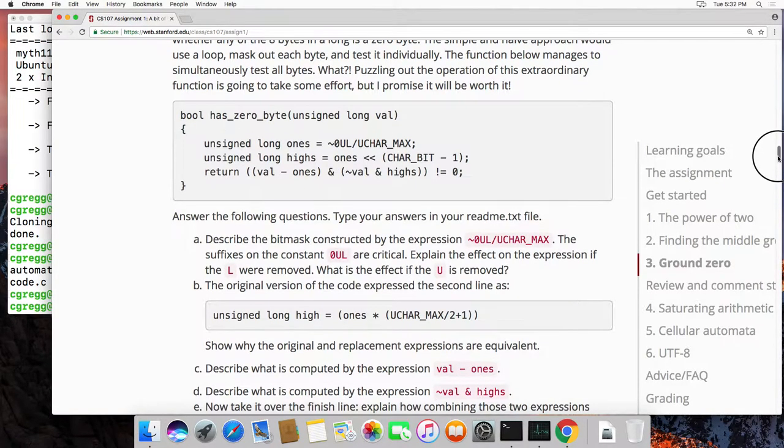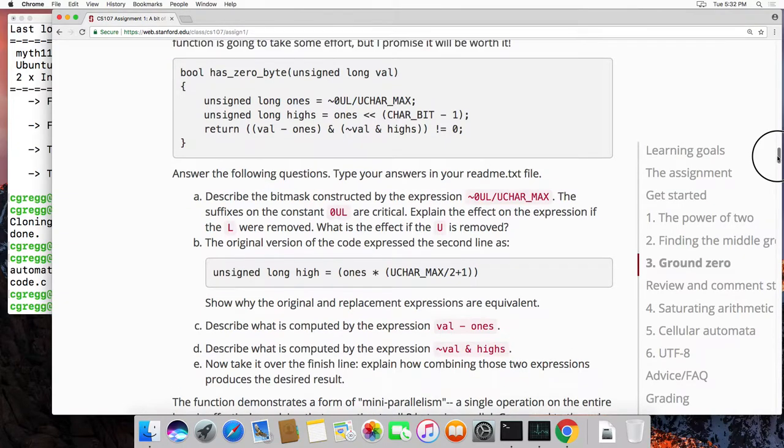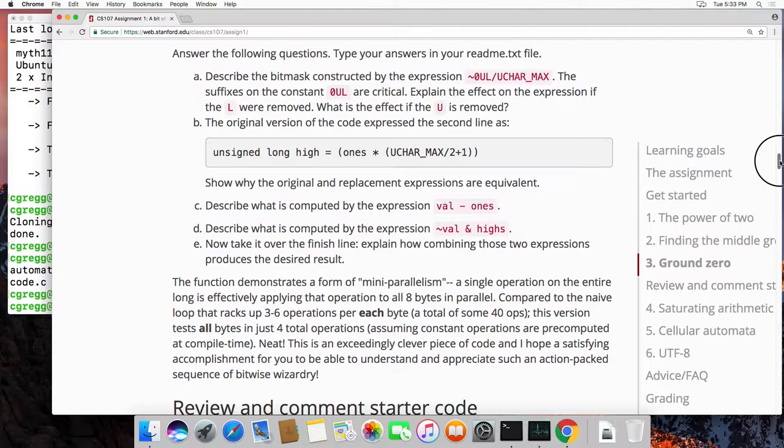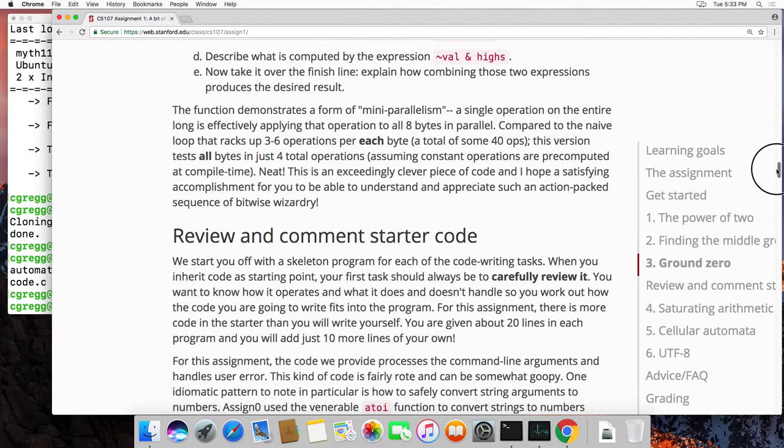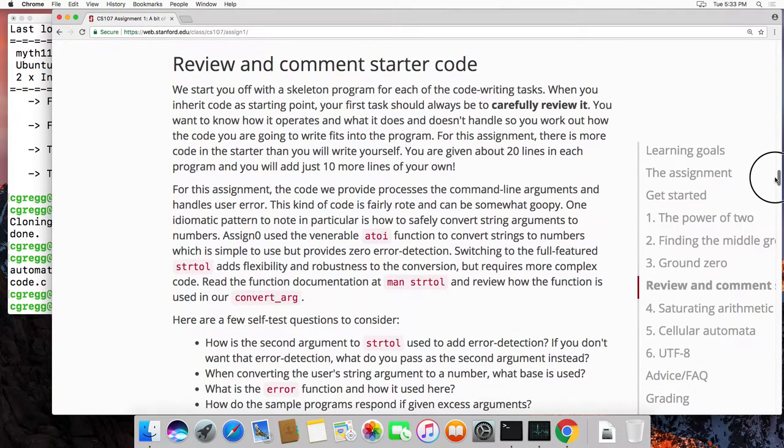So far we haven't had to write any code. It's just been reading code and trying to understand it by playing around with the numbers, seeing what's actually happening, understanding what the bit patterns are that are produced, and understanding what the actual code is doing because of some of these somewhat difficult to parse but interesting bitwise operations. Okay, all right. Now, for the other code writing programs, now these are the final code writing programs: the Saturating Arithmetic, the Cellular Automata, and UTF-8.